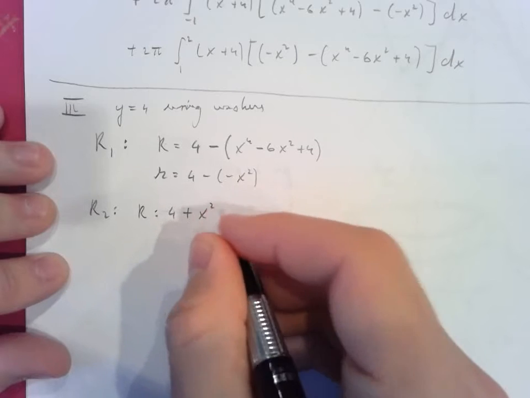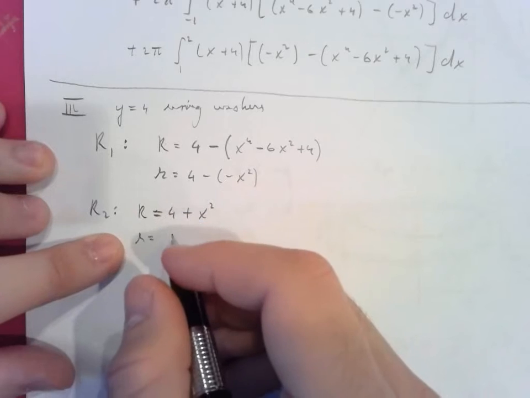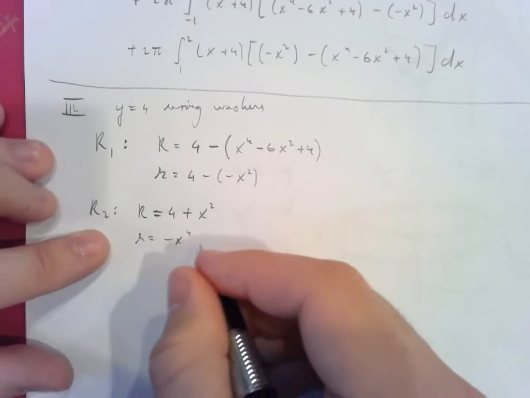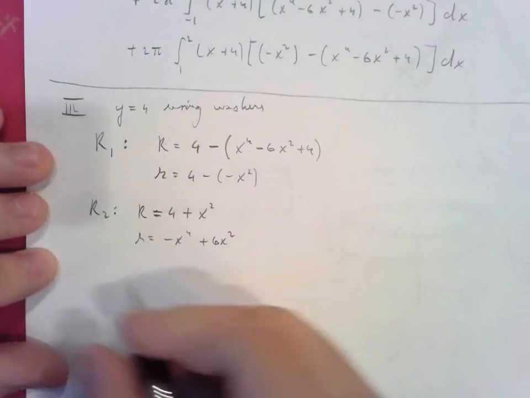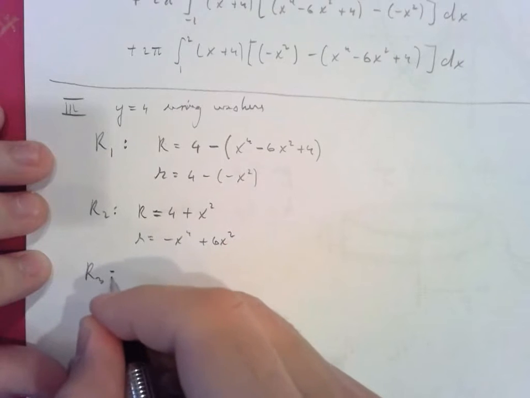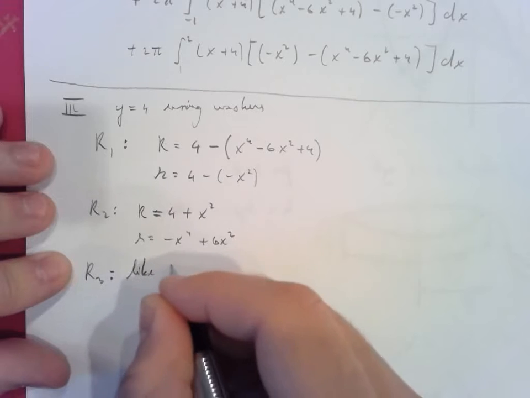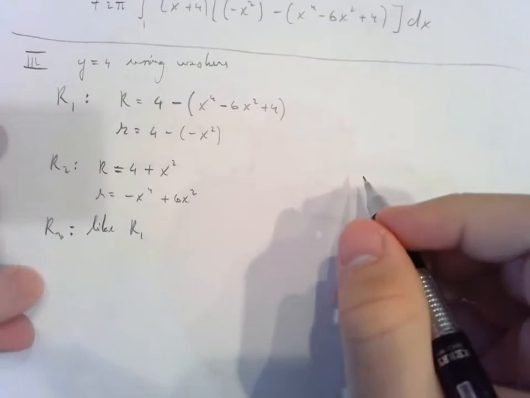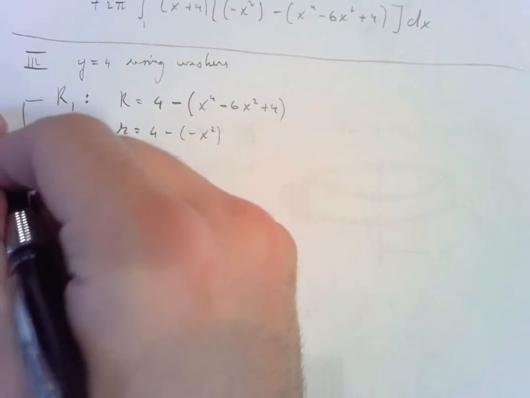4 plus x squared. The little radius is going to be negative x to the 4th plus 6x squared. And for region 3, they are again going to be just like in region 1. So now if I want to compute the volume for this, notice that region 1 and region 3 are going to be the same.